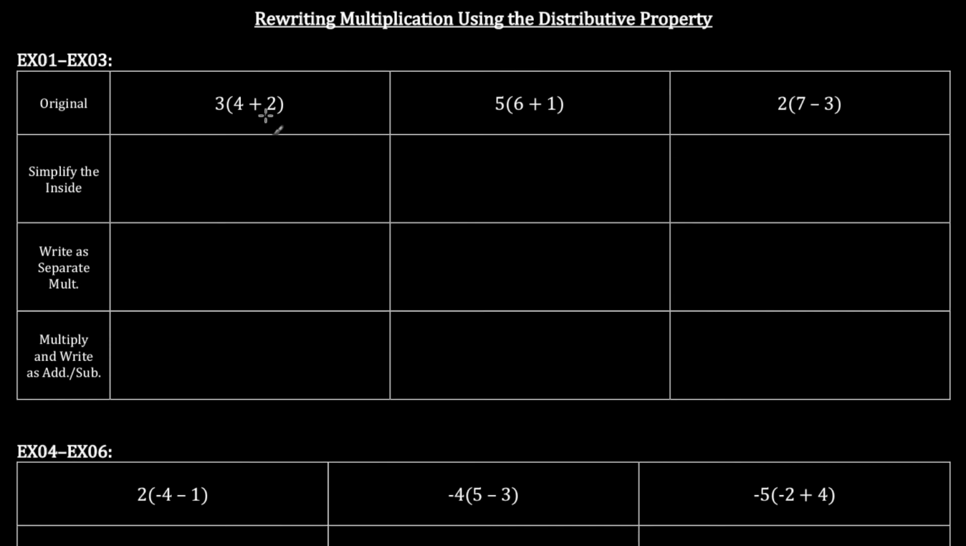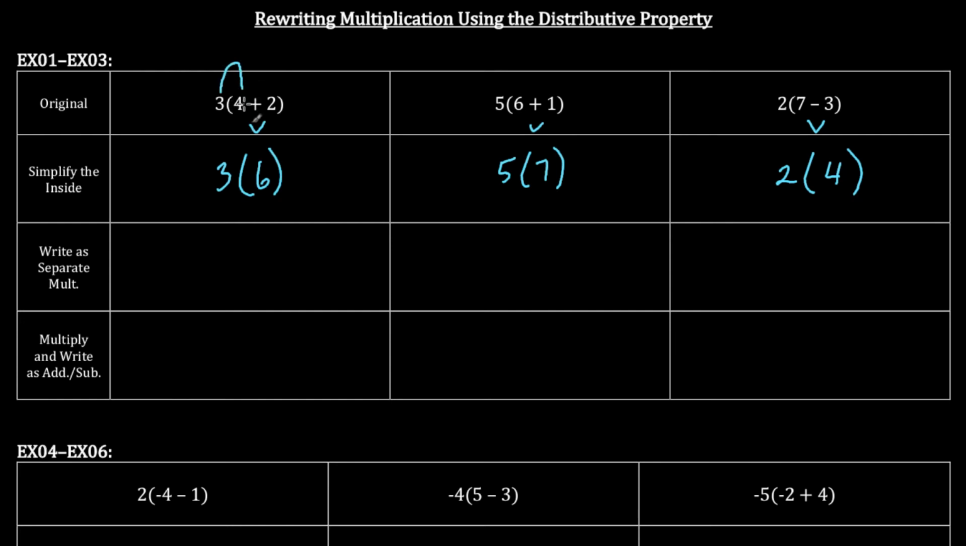So if we look at this first one, it says 3 times (4 plus 2). If you want, you could rewrite that as 3 times 6. Like in the second one, you can rewrite 5 times (6 plus 1) as 5 times 7. And on this third one, you could rewrite 2 times (7 minus 3) as 2 times 4. All we did was simplify the inside of the parentheses, like we would if we were doing order of operations.